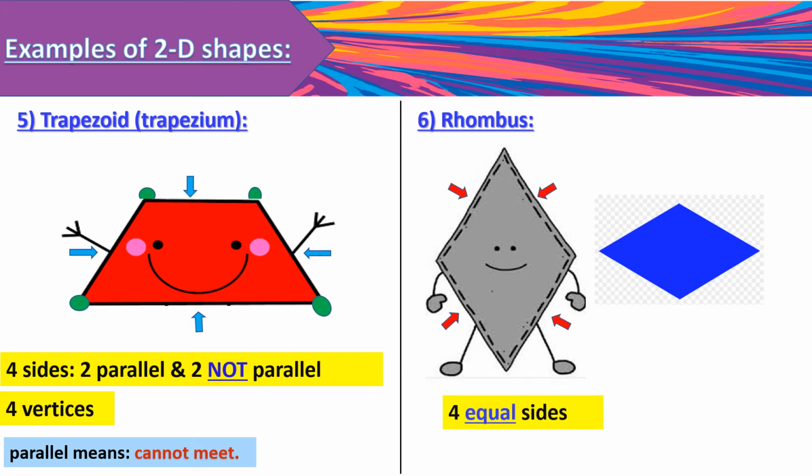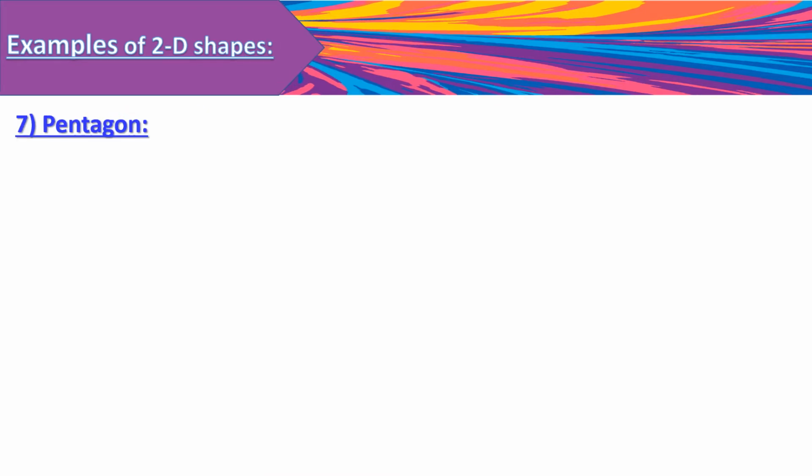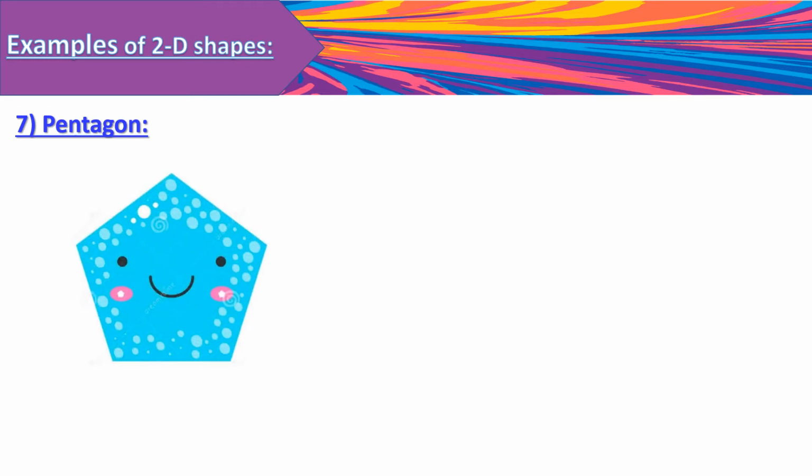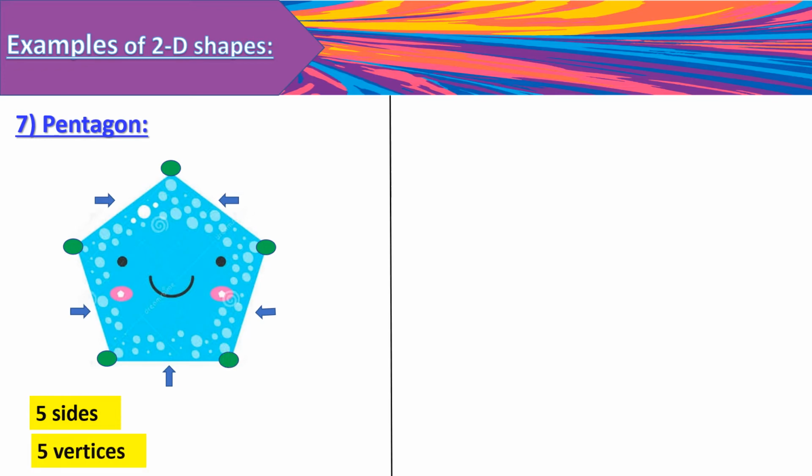So it has 4 equal sides. How many vertices? 4 vertices, because the number of sides equals the number of vertices. Let's move to the pentagon. Hello, Mr. Pentagon. How many sides do you have? 1, 2, 3, 4, and 5. 5 sides. How many vertices do you have? 1, 2, 3, 4, 5. 5 vertices. Let's move to the last shape.